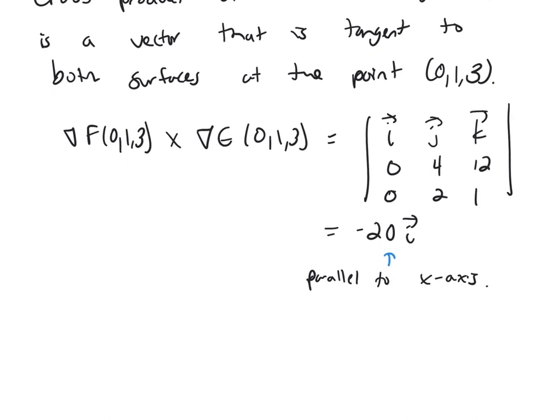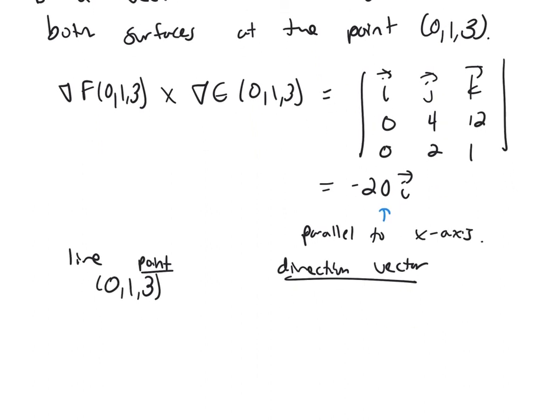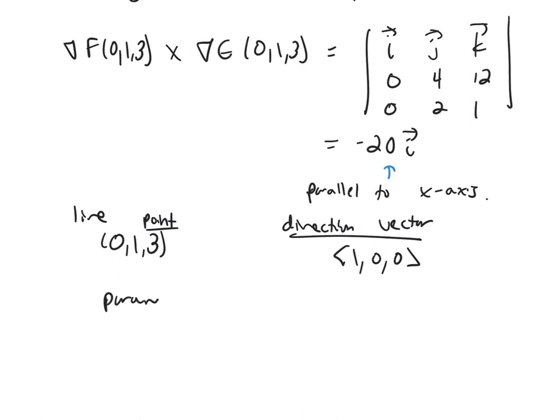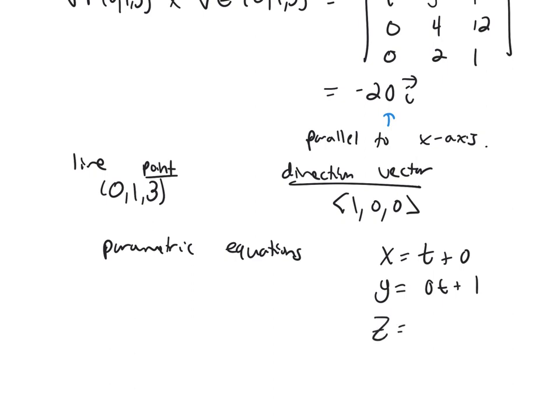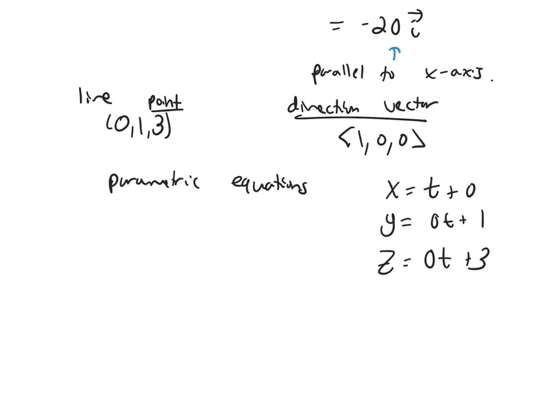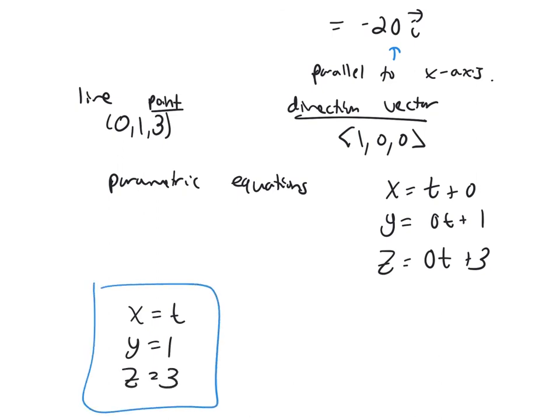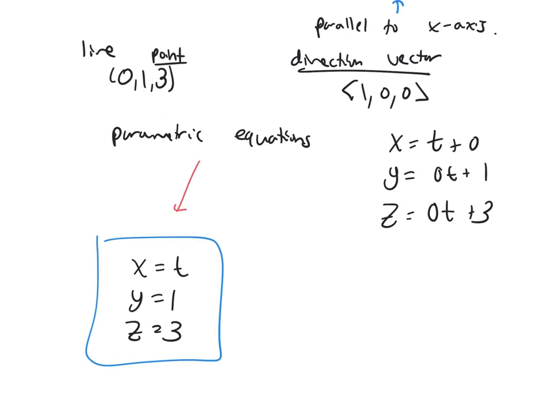And so for my line that I'm looking for, I've got the point (0, 1, 3), and then my direction vector, well, I can just take the vector (1, 0, 0). You could take this negative 20i as well if you want. And then you're going to write down the parametric equations for this line. It'd be x equals t plus 0, y equals 0t plus 1, and z would be 0t plus 3. So if you simplify these down, it'd just be x equals t, y equals 1, and z equals 3. And those would be my parametric equations. Remember, when you're writing down parametric equations, your answer is not unique.